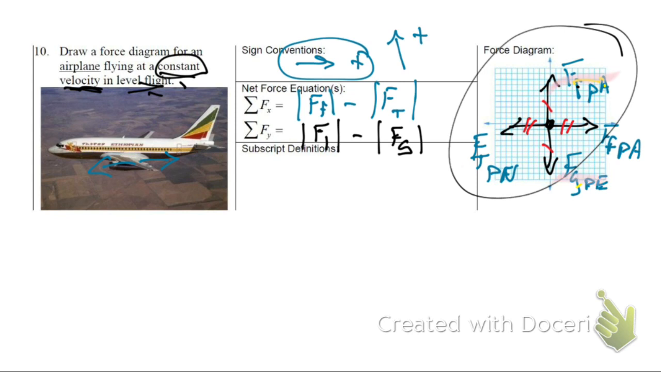If you want to go faster, the thrust has to be greater than the air resistance. If you go slower, the friction is going to be greater than the thrust. So it's just the interplay of these forces here. And if you want to go level, just make sure left and right is balanced, up and down is balanced. That produces level flight.